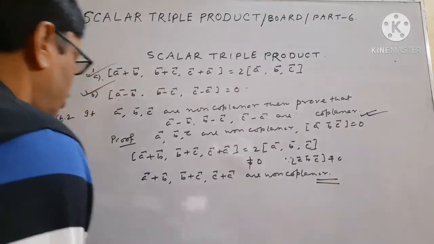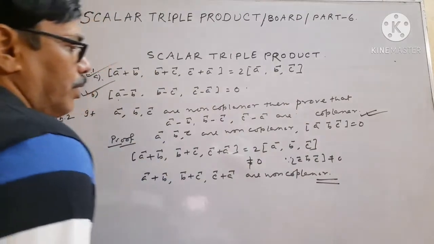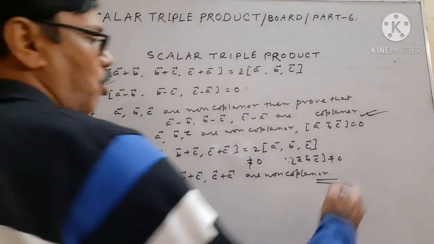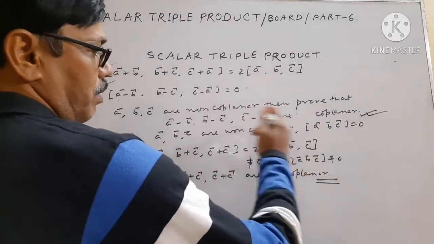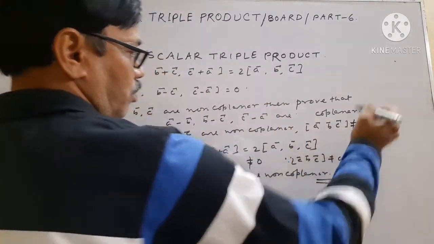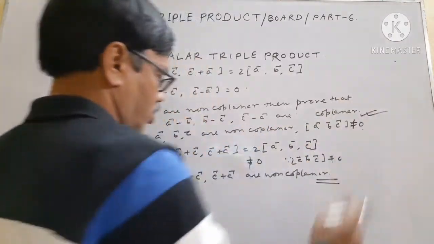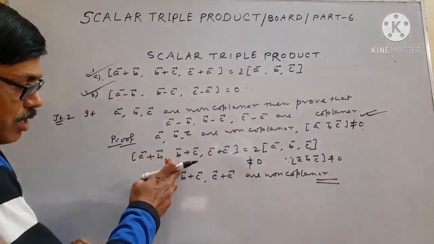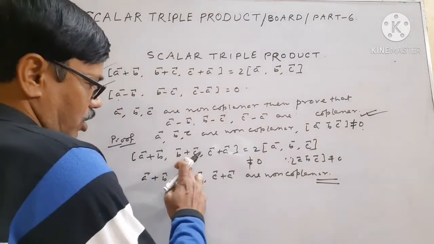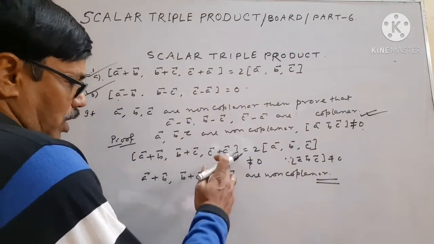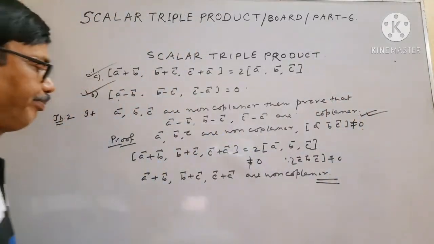So look at the proof. A, B, C are non-coplanar. Therefore, box ABC, for the previous one, is not equal to 0. For the previous one, A, B, C are non-coplanar, box ABC not equal to 0. So A plus B, B plus C, C plus A, twice this, is not equal to 0. So the vectors inside the box product are non-coplanar.